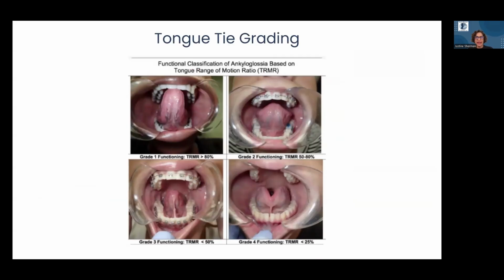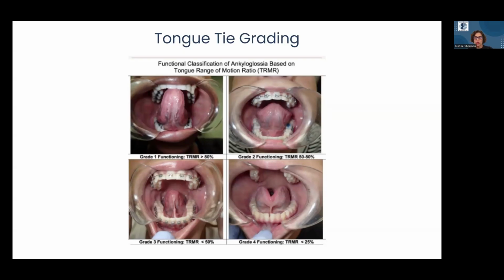So we have tongue tie grading. If you suspect a tongue tie, you can use something called the tongue range of motion ratio measure, TRMR. That was designed by Dr. Zaghi out of the Breathe Institute. He's a wonderful doctor and we consult with him. We just love working with the Breathe Institute. The tongue range of motion ratio is a functional measure used to assess tongue mobility and identify possible tongue restriction or ankyloglossia. Rather than just focusing on how the frenum looks, this TRMR evaluates how well the tongue moves, which is more clinically meaningful.